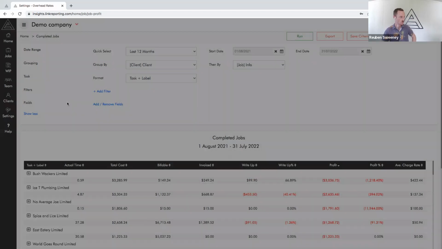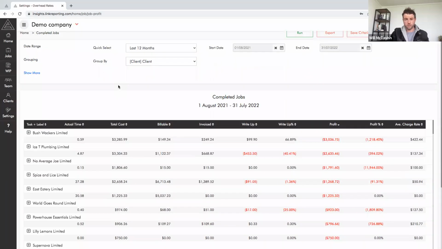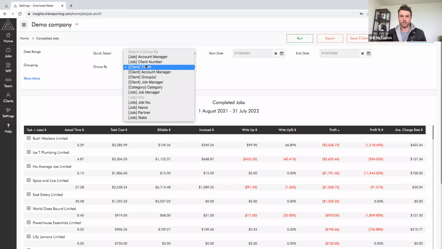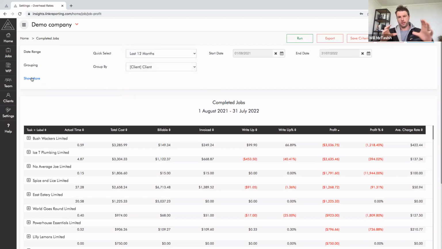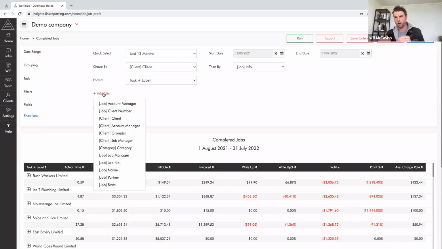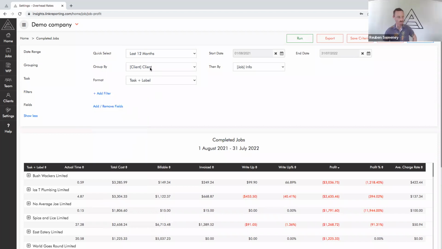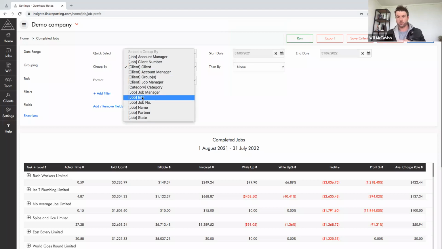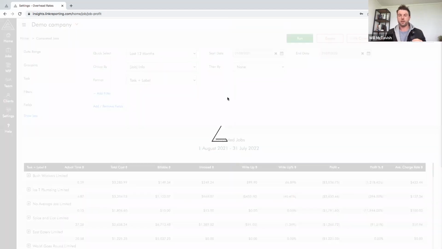So yeah, enjoy that. What Reubs has just done there is replicated the report he's built in XPM by having the client and then down to the job. The default when you jump in here is by job info. And the reason for that is because there could be jobs hidden within the client that you can't see with a big write-off on. And if you run it by the standard groupings being job info, and you sort the report by average charge rate or by write-offs or whatever it is, you're going to get that raw level of the jobs.